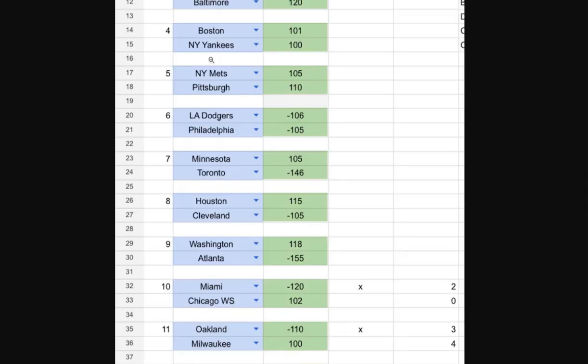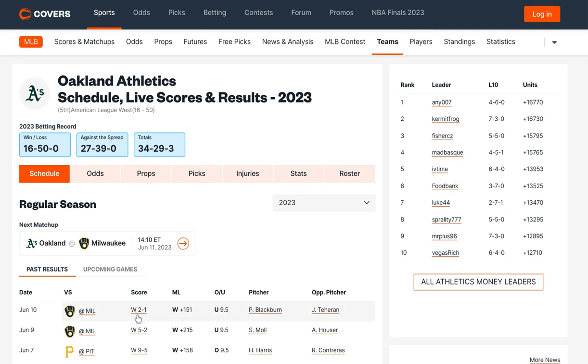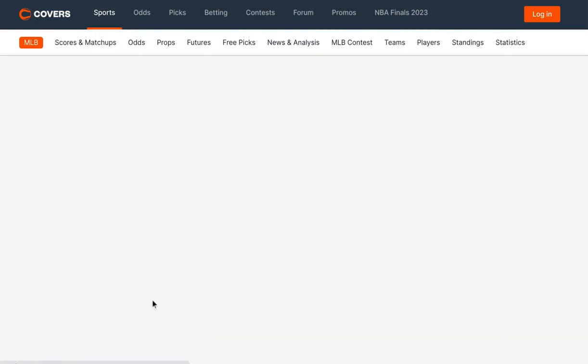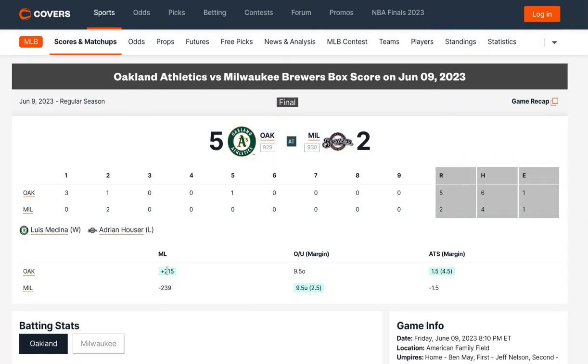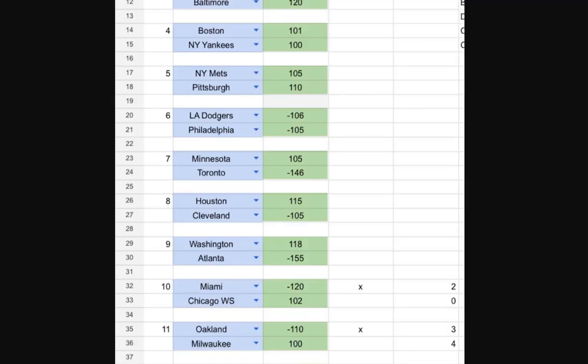Well, let's look at the actual line. Sort of a spoiler here, right? The actual line was Oakland plus 215, so they were huge underdogs. Milwaukee was huge favorite at minus 239. However, you look at my line, we had Oakland minus 110 and Milwaukee plus 100.